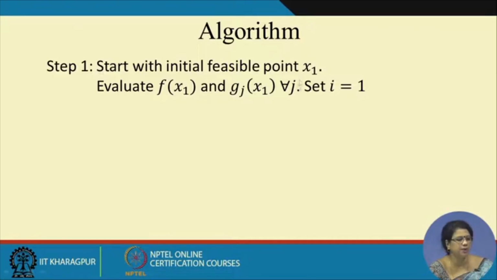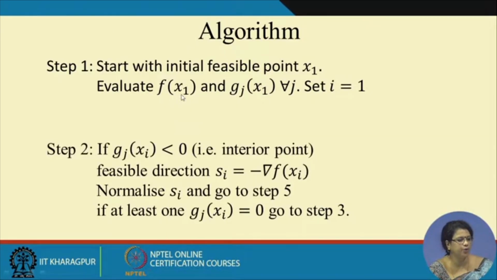That is why we will check whether x1 is in the interior or not, and we will evaluate the value for f x1. If gj is less than 0, it is interior, otherwise exterior. We know the feasible direction is minus del f x I, starting with I equal to 1. And we will get Si, and we will normalize Si, that means we will divide the vector with its magnitude, and we will get the normalized vector, the norm of which will be 1.